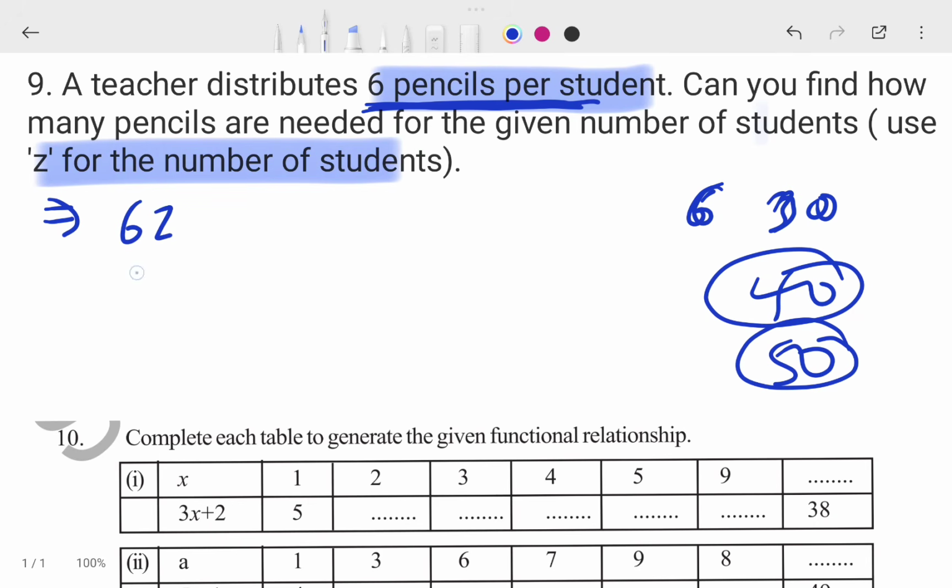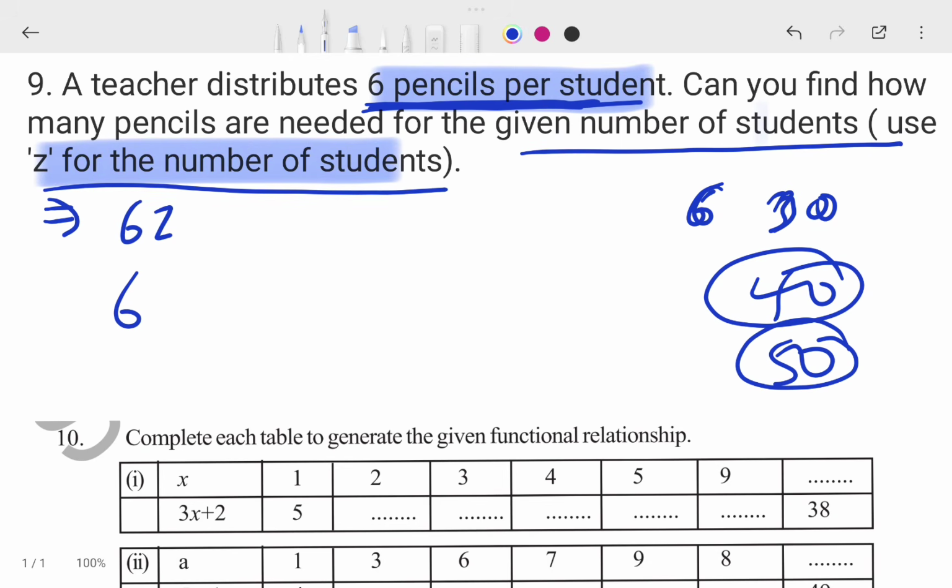Why? Because it is 6 pencils per student. The question says to use Z as the number of students. How many students are in the class? We don't know, so we assume this is Z. It means 6 into Z. So our answer is 6Z only. Why is our answer 6Z? Because the teacher is distributing 6 pencils per student. It means they are giving 1 pencil to 1 student. So there are 6 students in the class, so he gave pencils to 6 students.